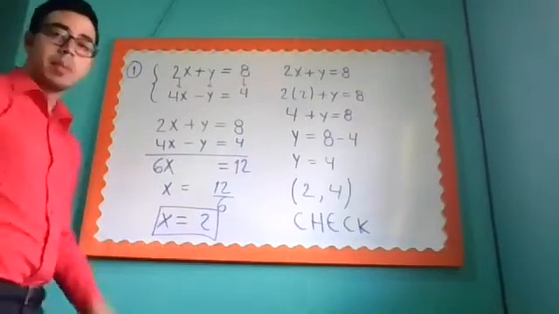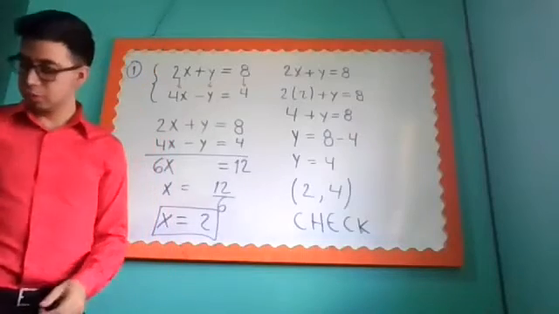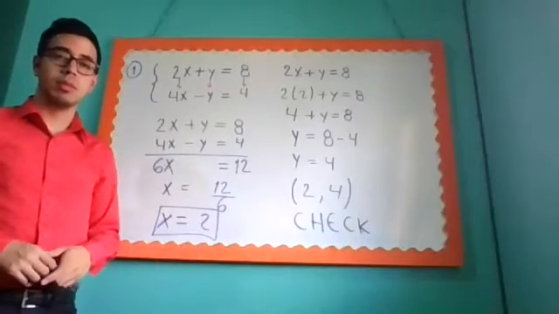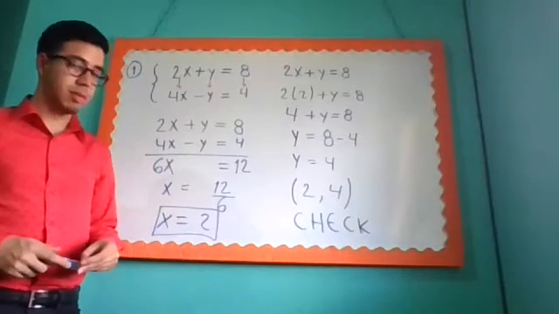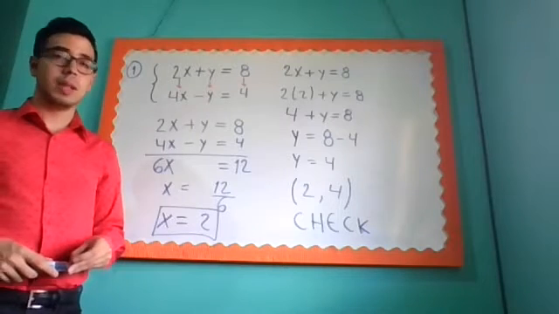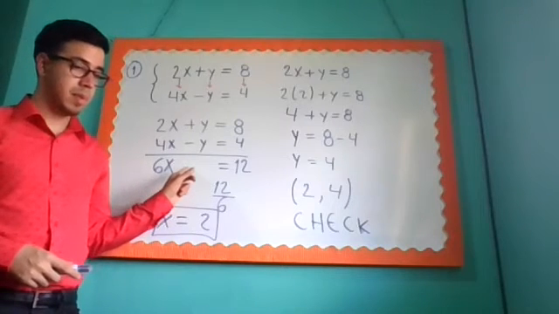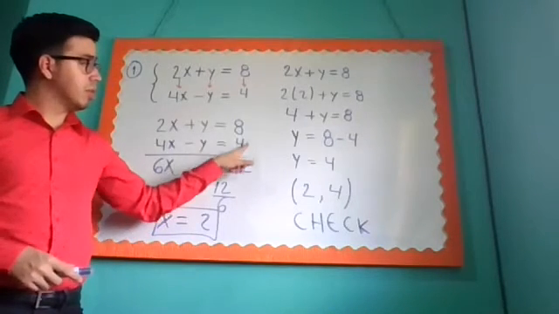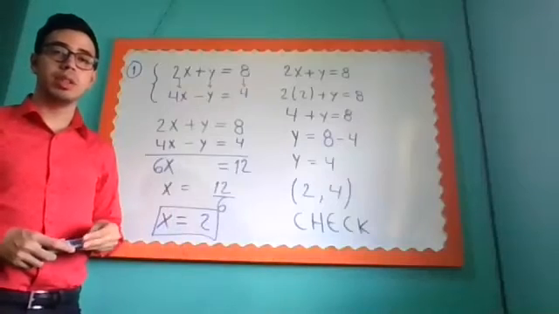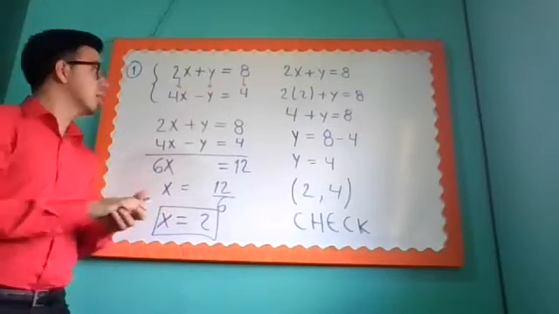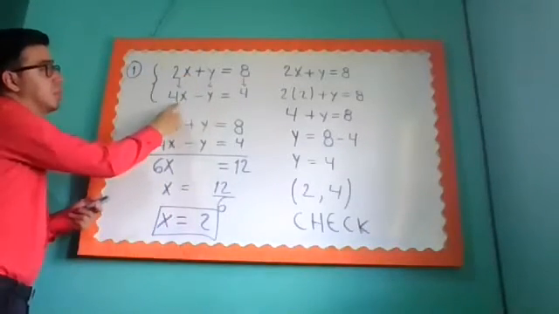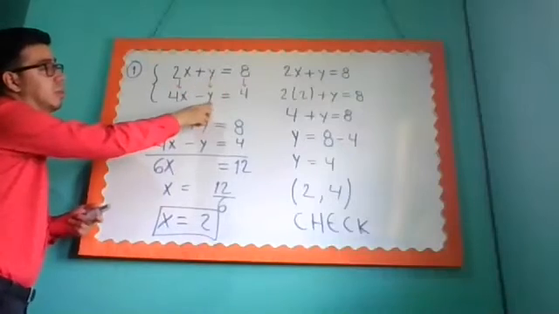Mr., I have a question. I get lost in the part where it says 6x equals 12. Why did you put 12? 8 plus 4. You add. Okay. You add in a vertical way. This one plus this, the other plus this one.